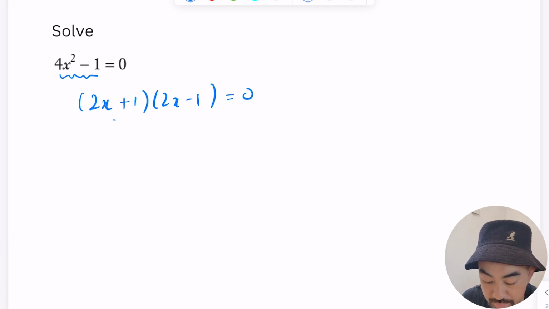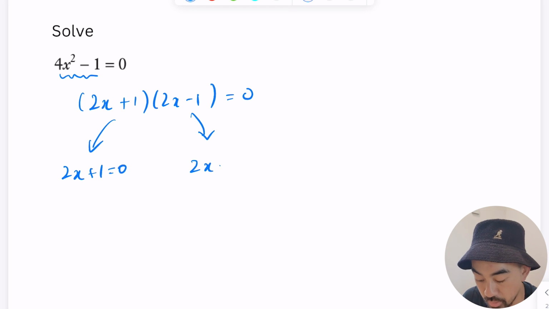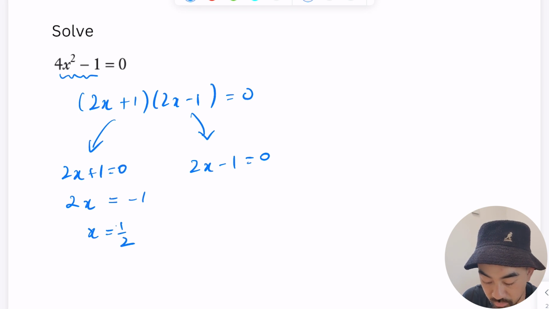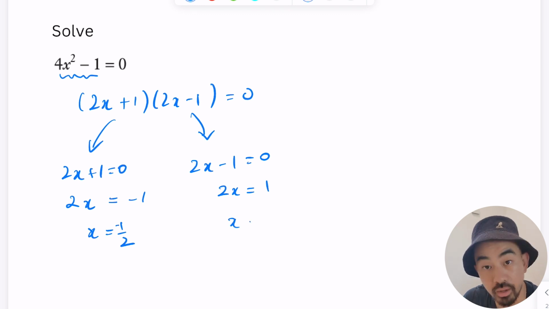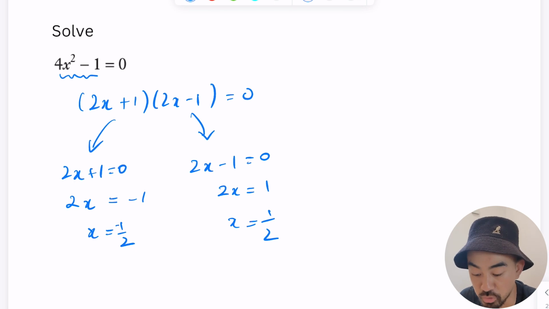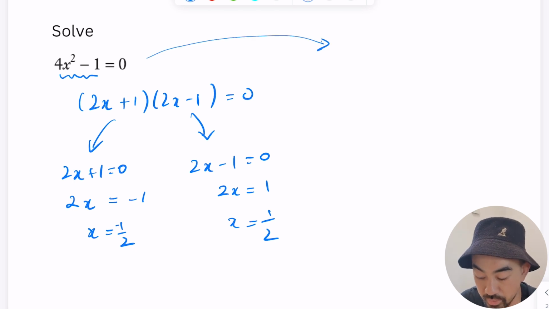And like before, I isolate these individually. So 2x plus 1 equals 0, 2x minus 1 equals 0. Solve these one at a time. 2x equals negative 1, so x equals negative a half. 2x is equal to 1, so x is equal to a half. So done.